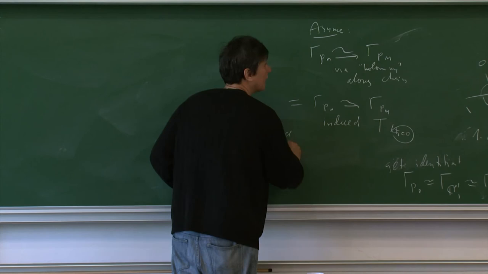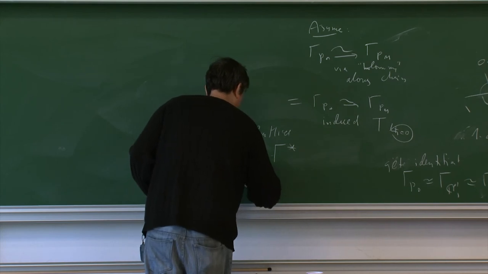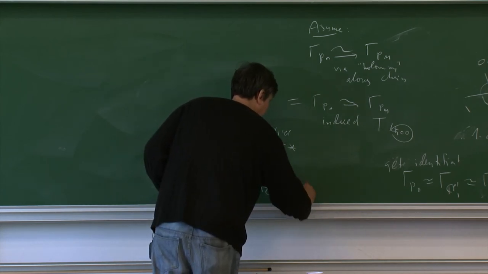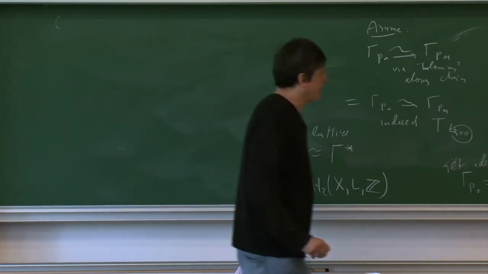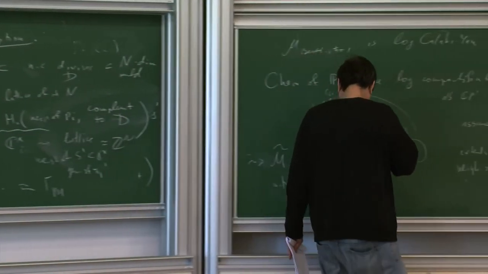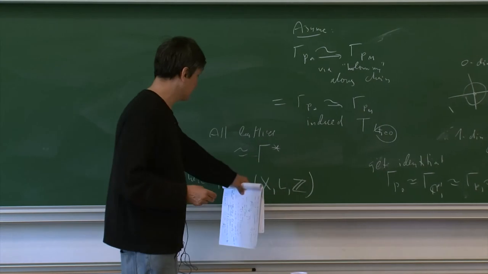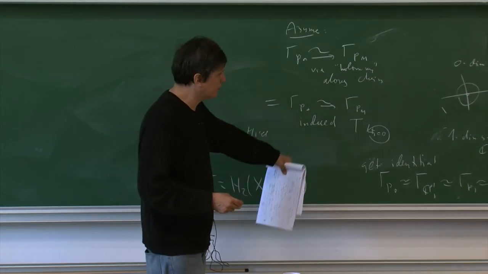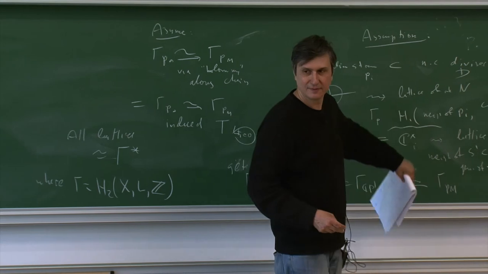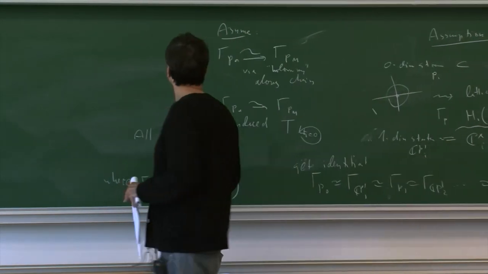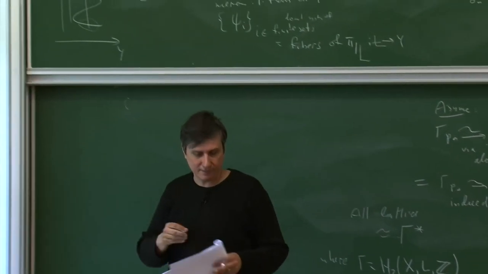Now, it means that all lattices are identified, and all lattices will be identified with gamma star, where gamma is the second homology of X relative to L. Here we get some kind of already mirror symmetry situation, because this H2 is very close to H1 of L. So you see that the first homology of one variety is dual to the first homology of something else, where X is a cotangent bundle to Y, and L is sitting in Y.